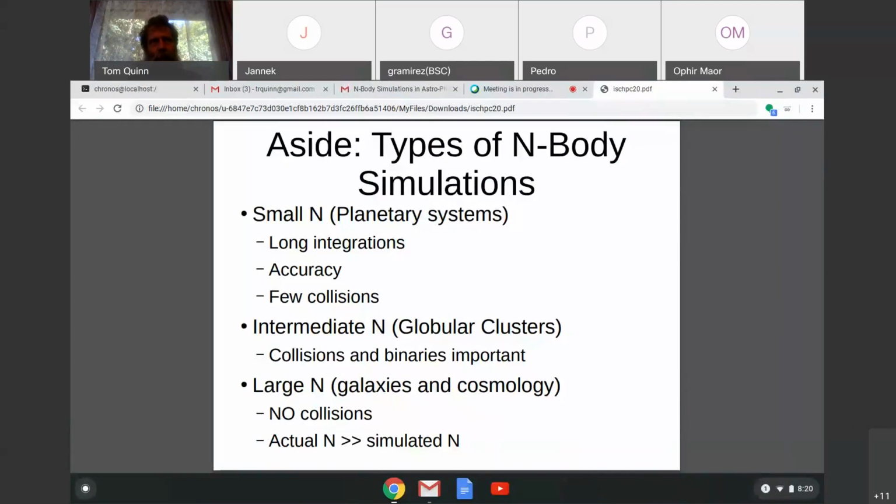Let me make an aside here about where N-body simulations get used in astrophysics. When we talk, N is the number of particles, bodies we're talking about. A lot of work is done on very small N. 9 is a good number, the sun and 8 planets. This is sort of one end of the regime where there's a small number of bodies.